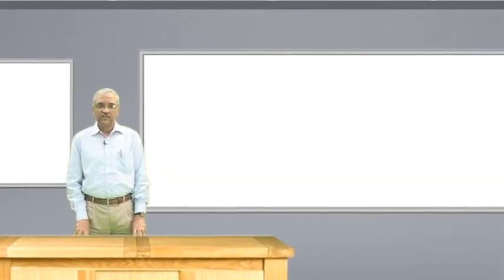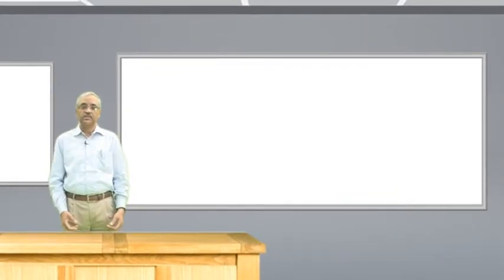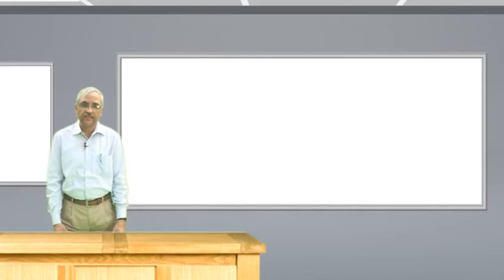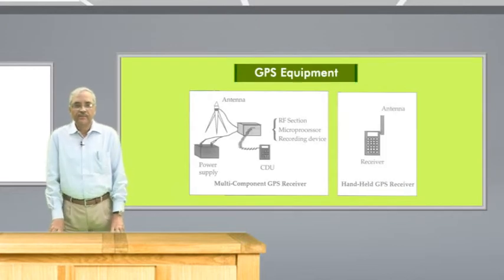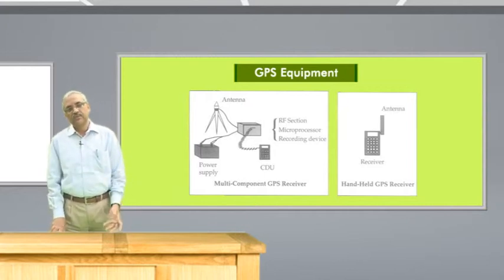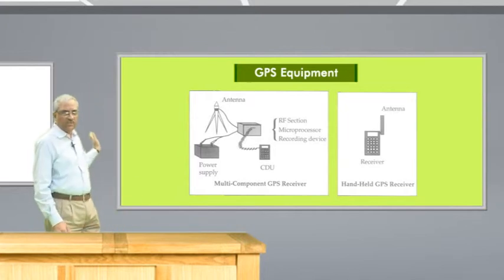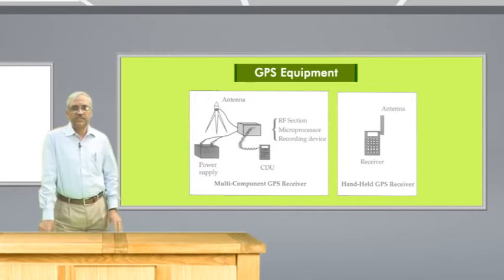So we are supposed to have a data receiver, there has to be a GPS data processor, and we should have applications in the user device. What should a user device have? It should have an antenna, a power supply, a command unit with radio frequency section, microprocessor, and recording device. All these are supposed to be part of your GPS receiver.